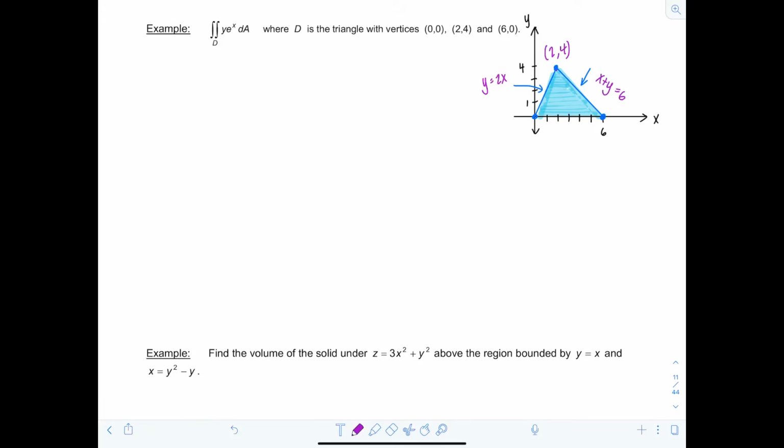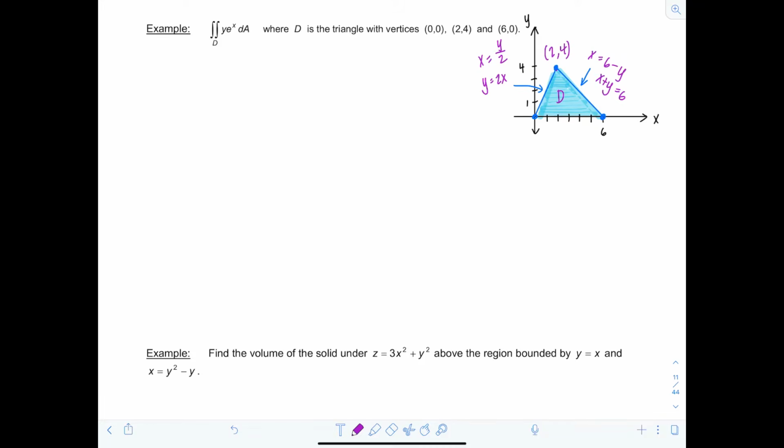But remember, if I'm going to be integrating using right minus left, I want to have my limits of integration with respect to y on the very outside. So I have to write x as a function of y. So this is going to be x equals 6 minus y. And then similarly here, I'm going to write it as x equals y divided by 2. Okay?